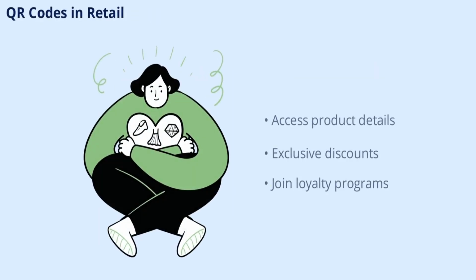Retailers use QR codes for product information, discounts, and loyalty programs. Shoppers can scan codes on shelves or tags to learn more about products or access exclusive deals. This enhances the shopping experience and helps stores gather valuable customer data.